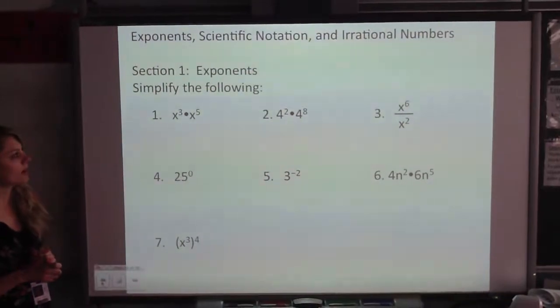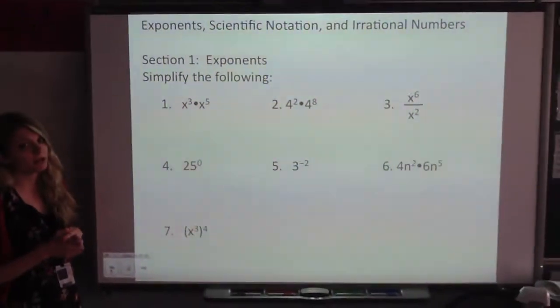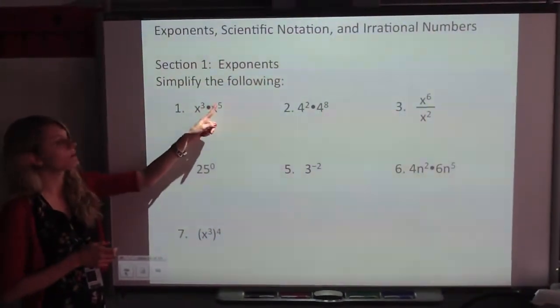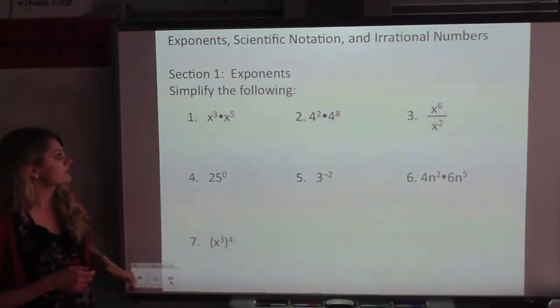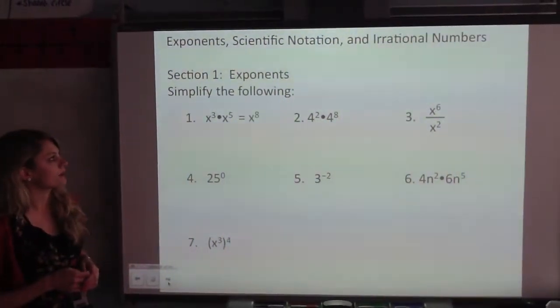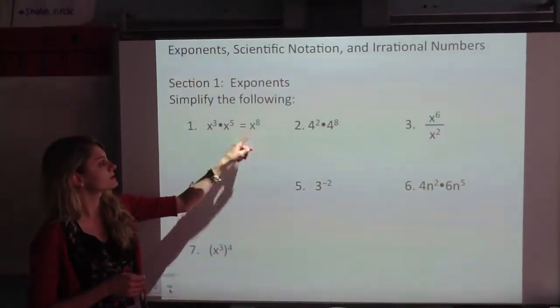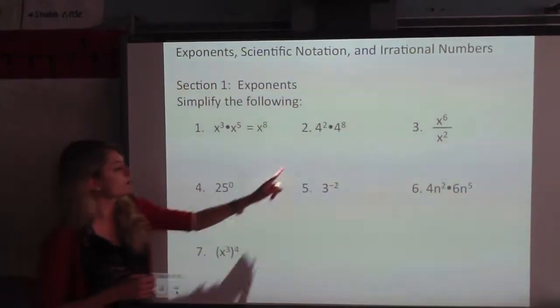For number 1, we have x to the power of 3 times x to the power of 5. When we're multiplying numbers with exponents, we want to add these exponents together. So we're going to add 3 plus 5, which is 8. Our answer is x to the power of 8. And remember, we keep the same base. We don't change the base. Just add the exponents.